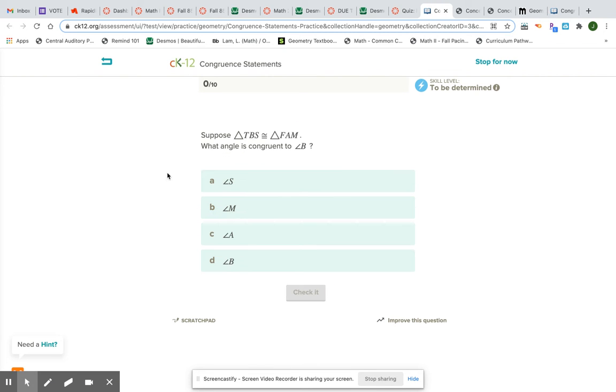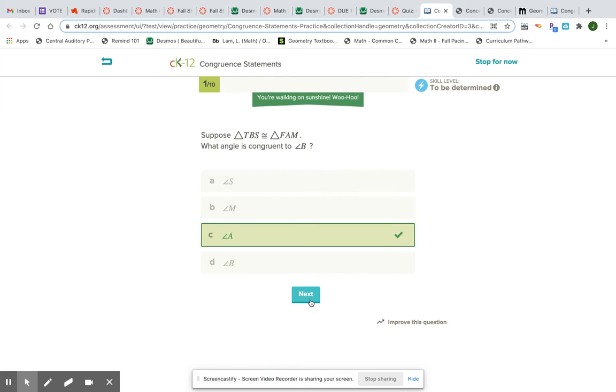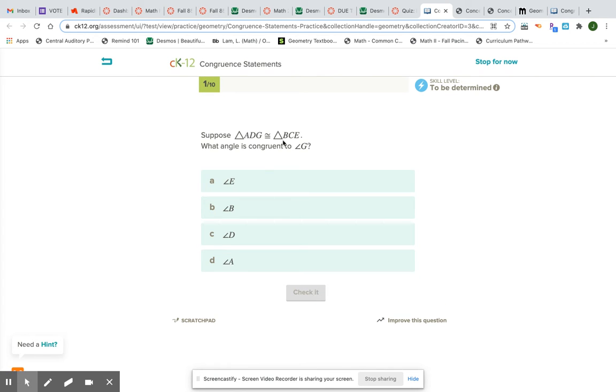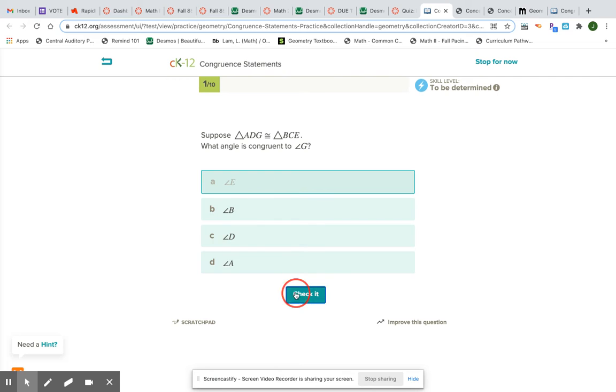All righty, so this says if these two triangles are congruent, what angle is congruent to angle B? So B is in the middle, A is in the middle. There you go. And you can get immediate feedback on this. All right, suppose these two triangles are congruent. What angle is congruent to G? G's on the end, E's on the end. There you go.